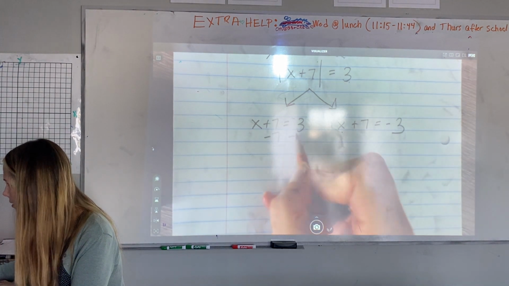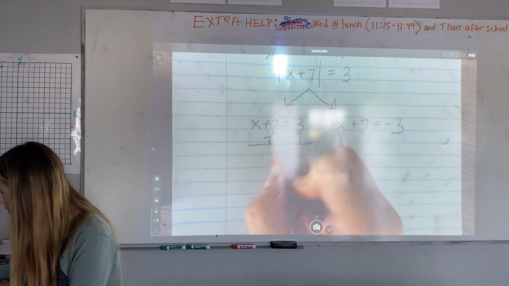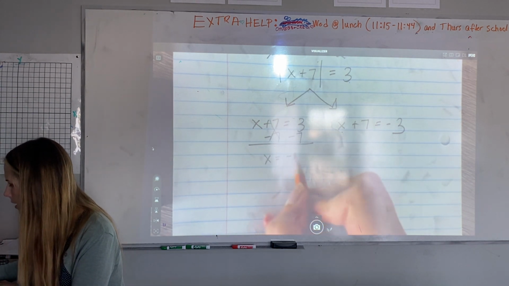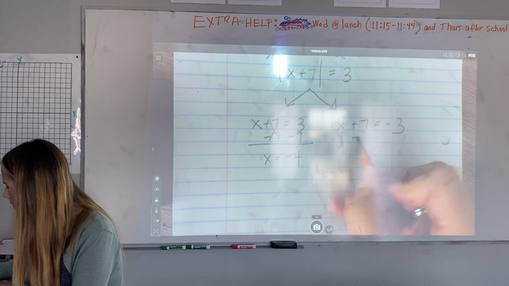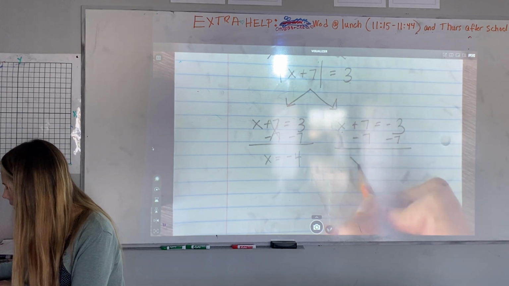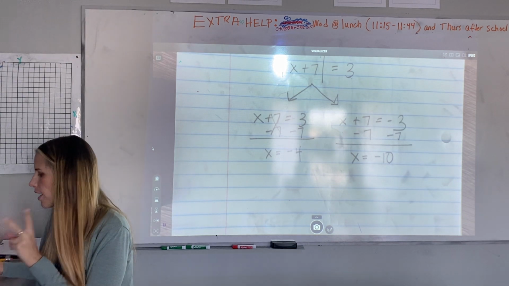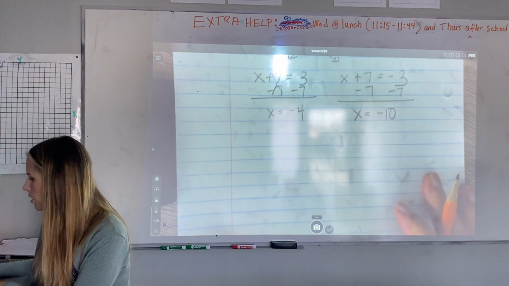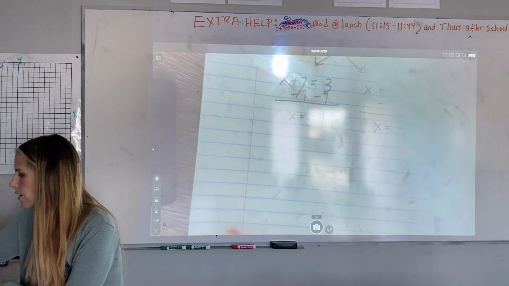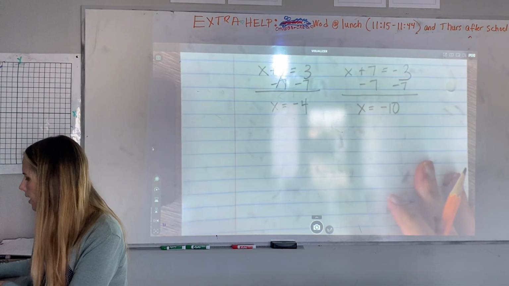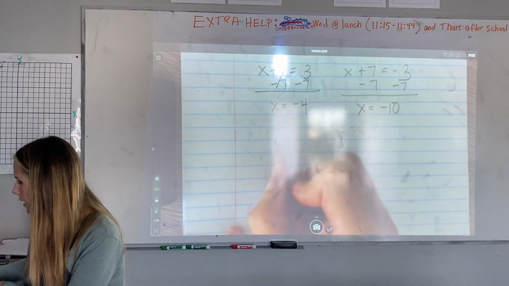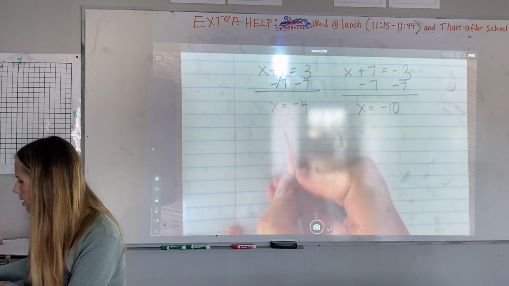x minus 7, x equals negative 4, minus 7, x equals negative 10. There are two values for x. You want me to prove that they both work? This is another one where you are guaranteed to get the right answer by plugging it back in. You can verify that you got the right answer.